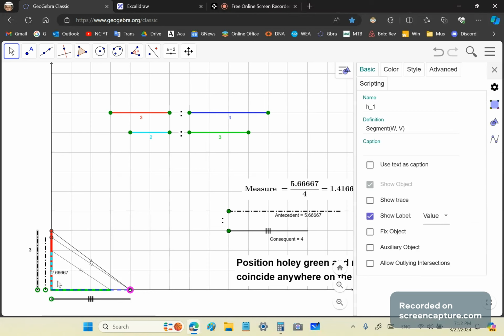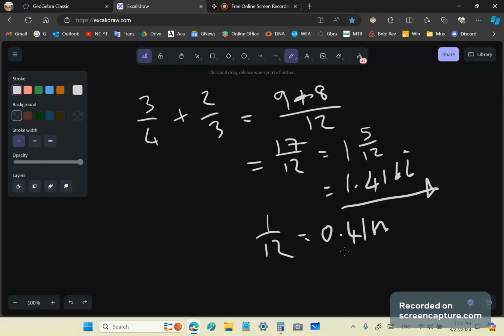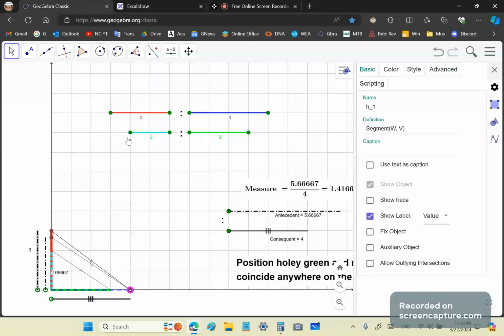Right. So if we say 3 minus that, it's going to give us 0.41666. Okay? So I've shown you now how to do sum and difference. I should have shown you difference first, but it doesn't really matter. I showed you both difference and sum.